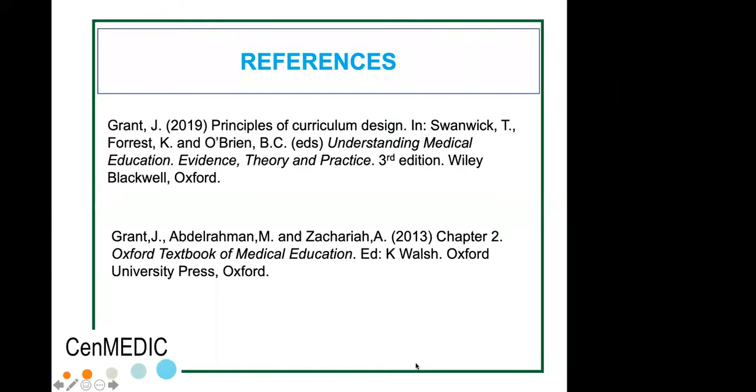Yeah. What's your say about integrated system-based units in basic science?